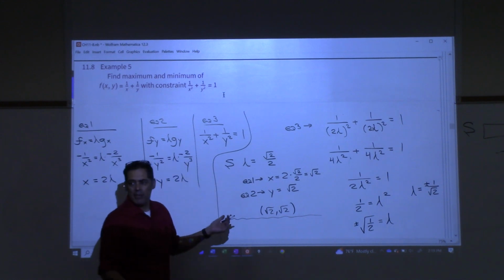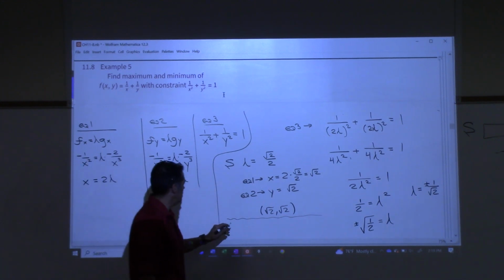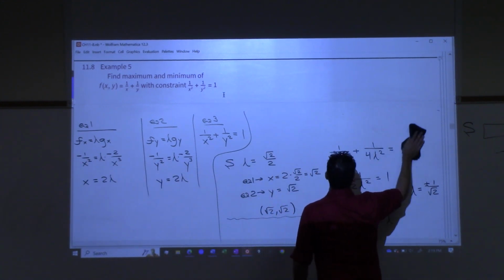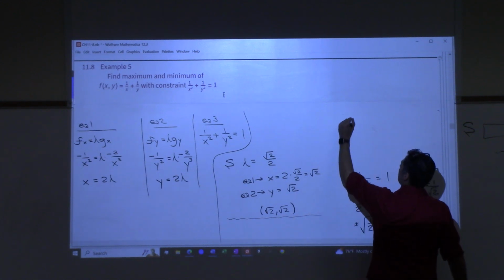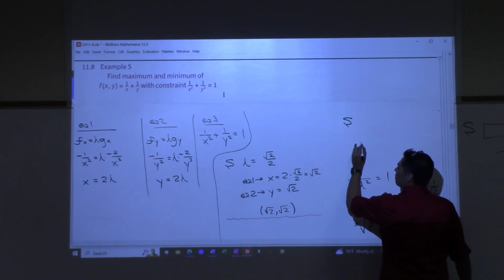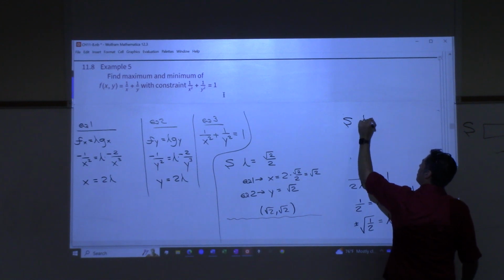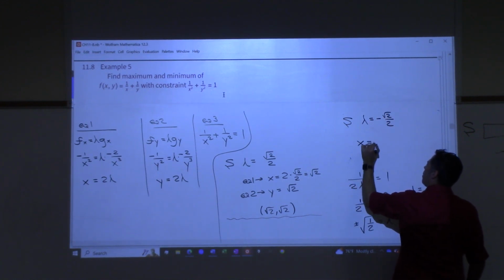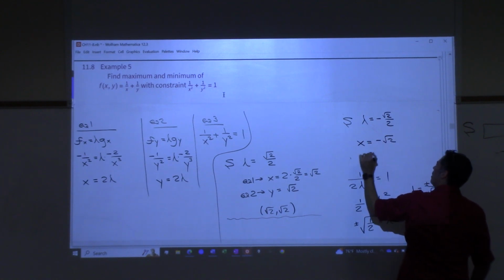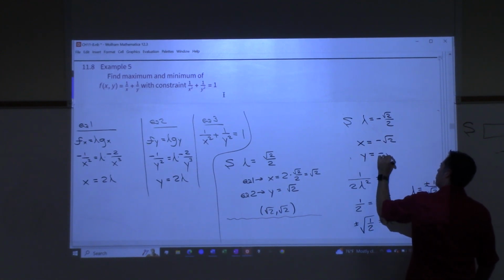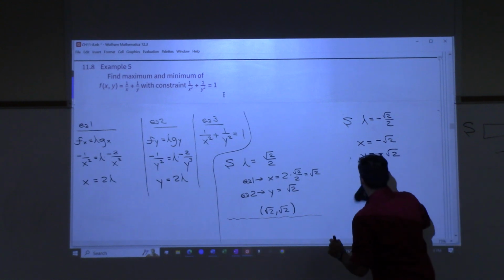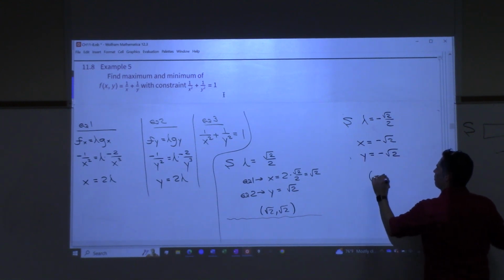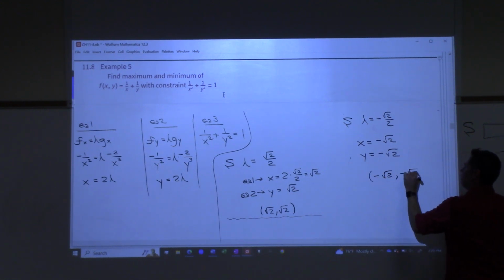All right. Now we suppose lambda is the negative of that. I'll do that up here. We're almost done with this one. Suppose that lambda is the negative root 2 over 2, then I'm not going to show all the work. This will be negative root 2, and this will be negative root 2 as well. So we get negative root 2, root 2, negative root 2.